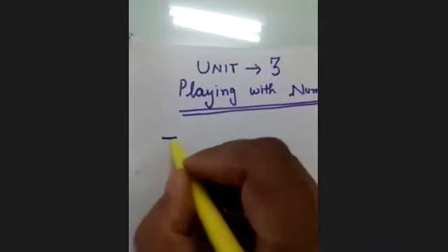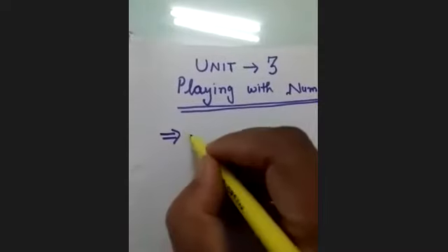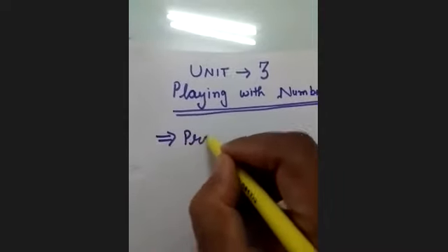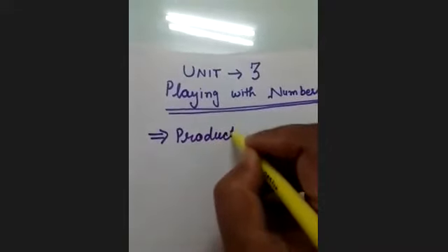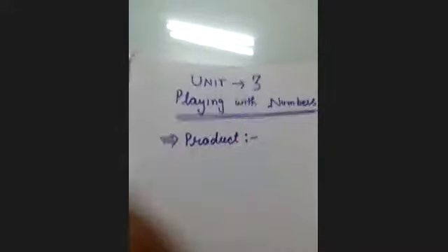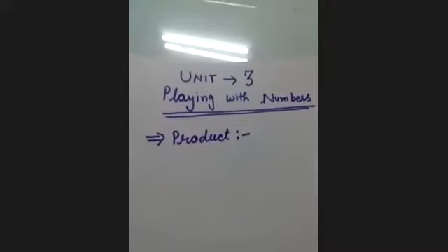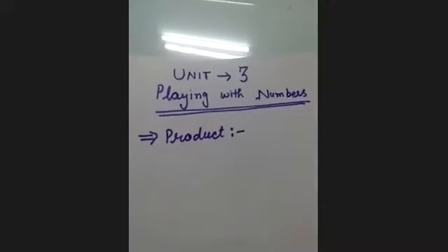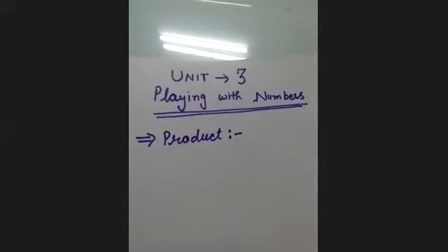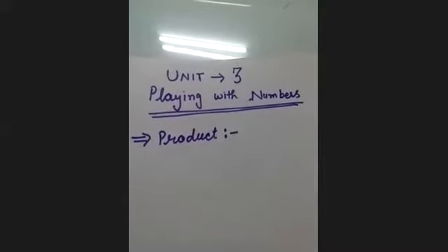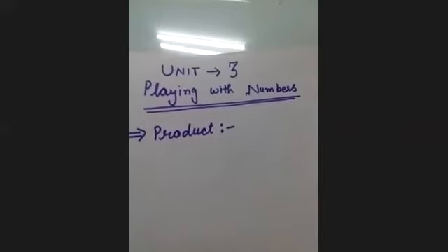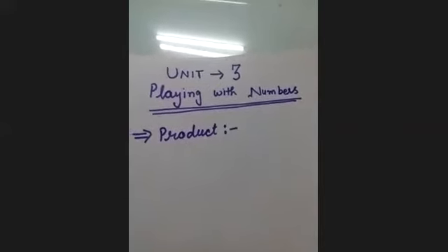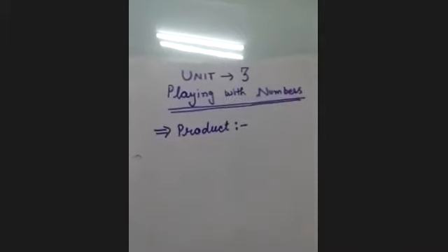First point is, what is product? Yes, friends. When we multiply two or more than two natural numbers, then the result is called product.